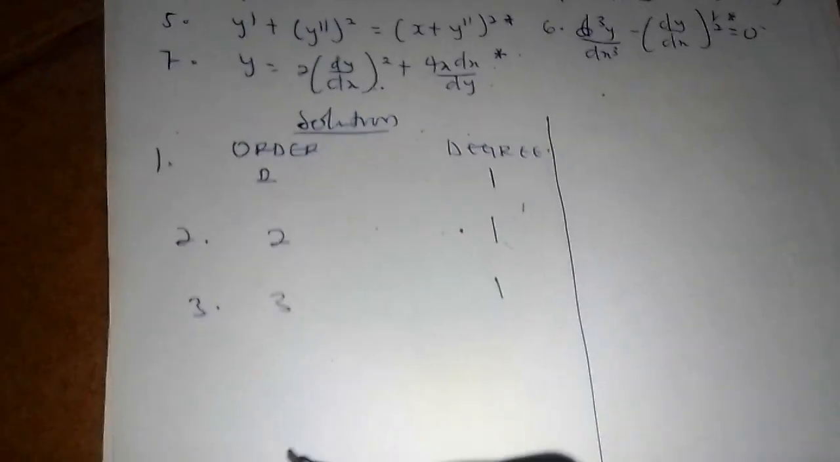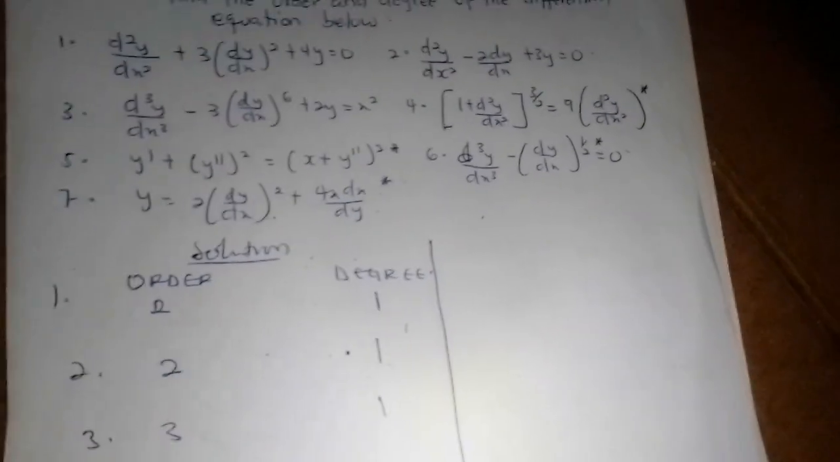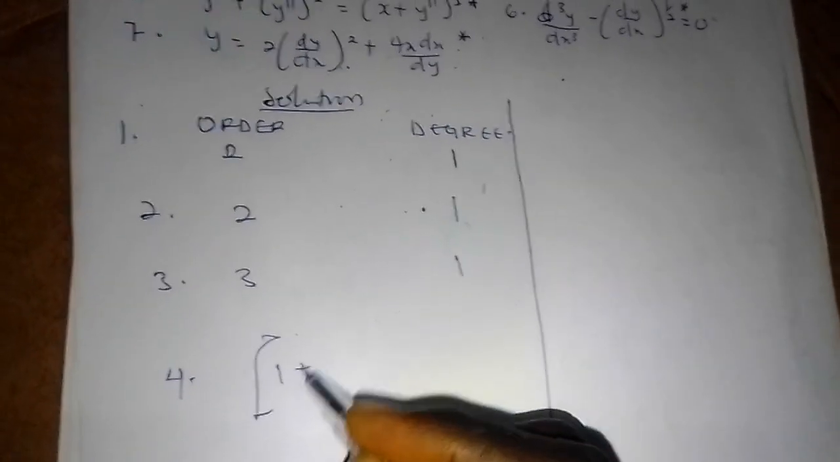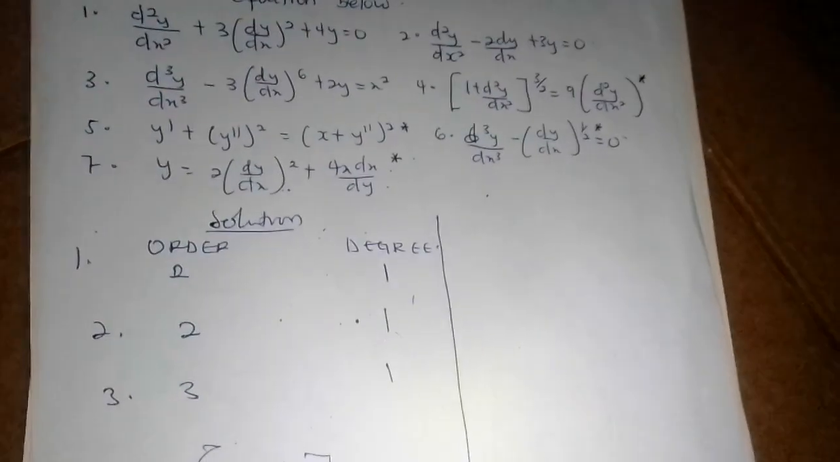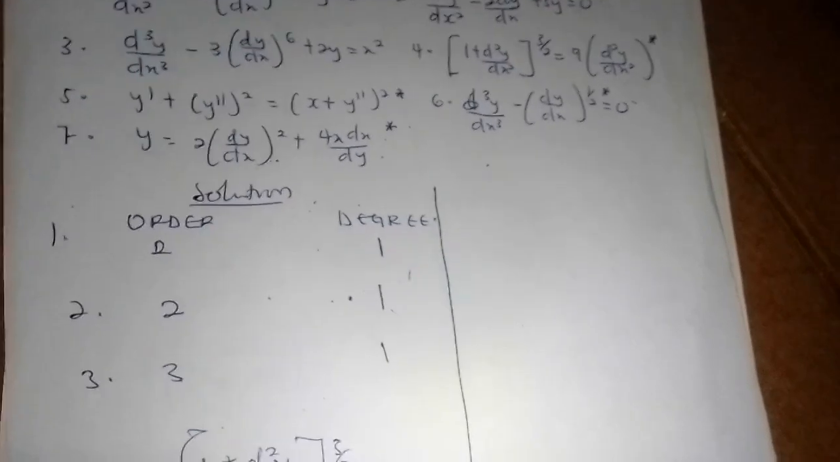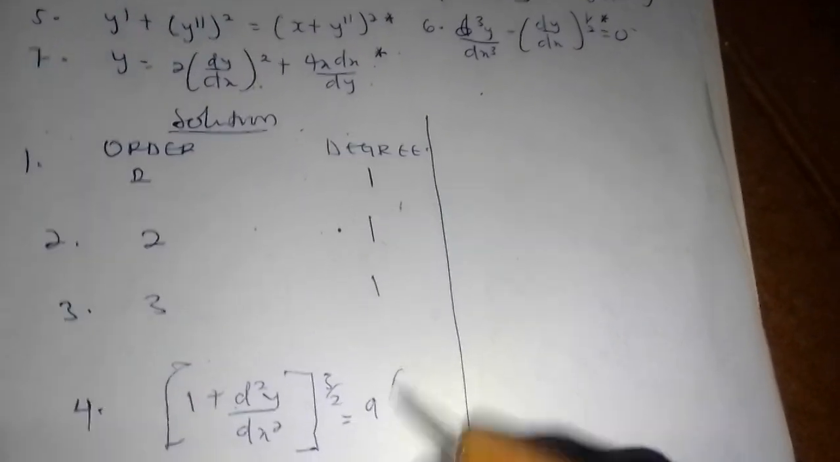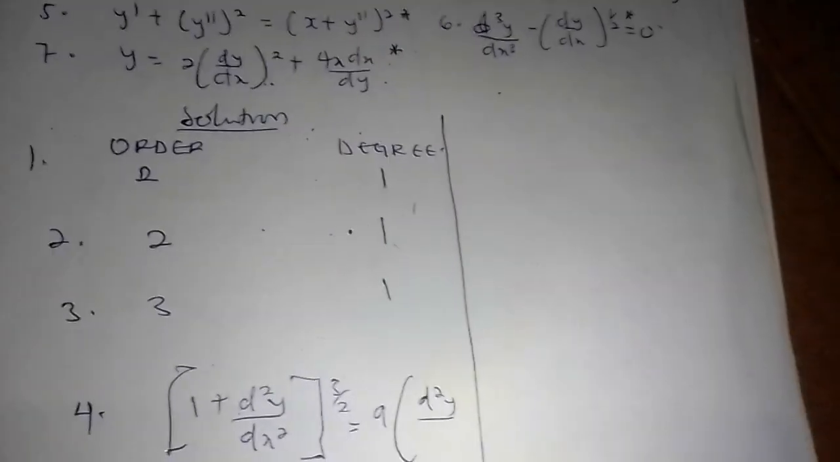So let's see that number 4. When I rewrite number 4 again, I'm having the expression 1 plus d squared y over dx squared all to the power 3 out of 2 is equal to 9 multiplied by the expression d squared y over dx squared.